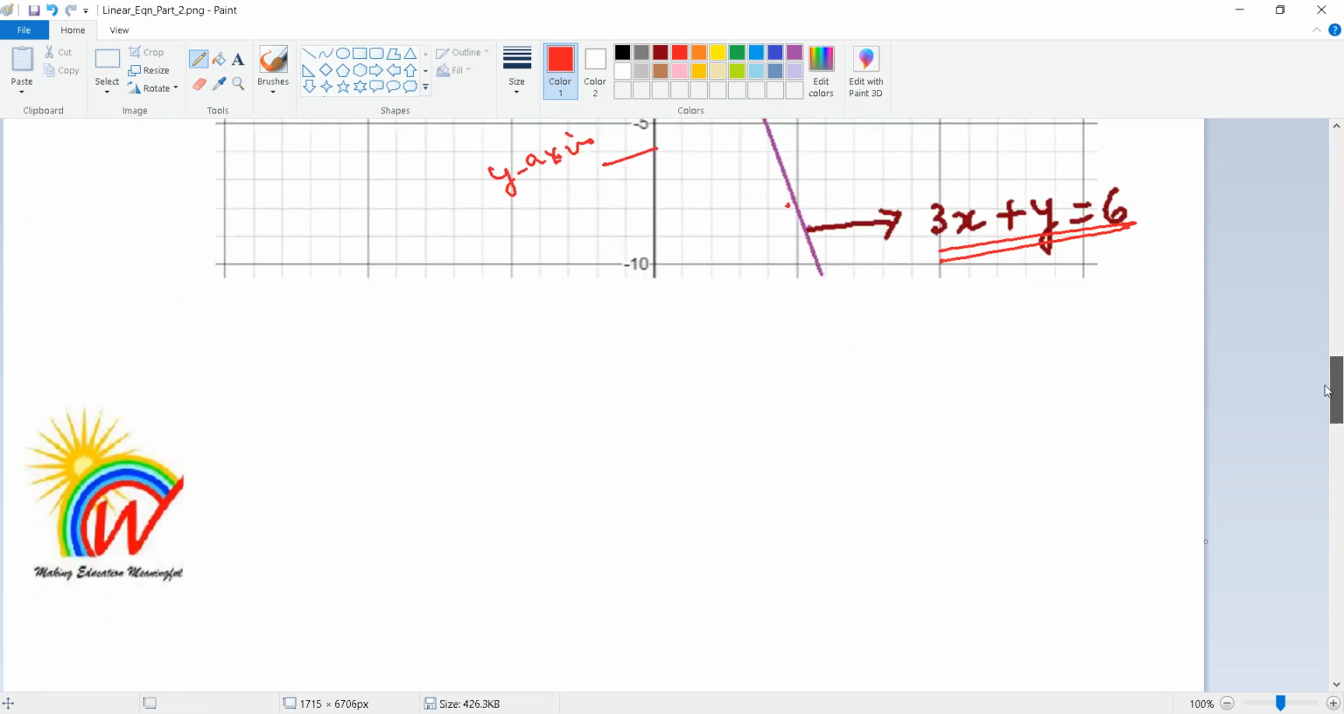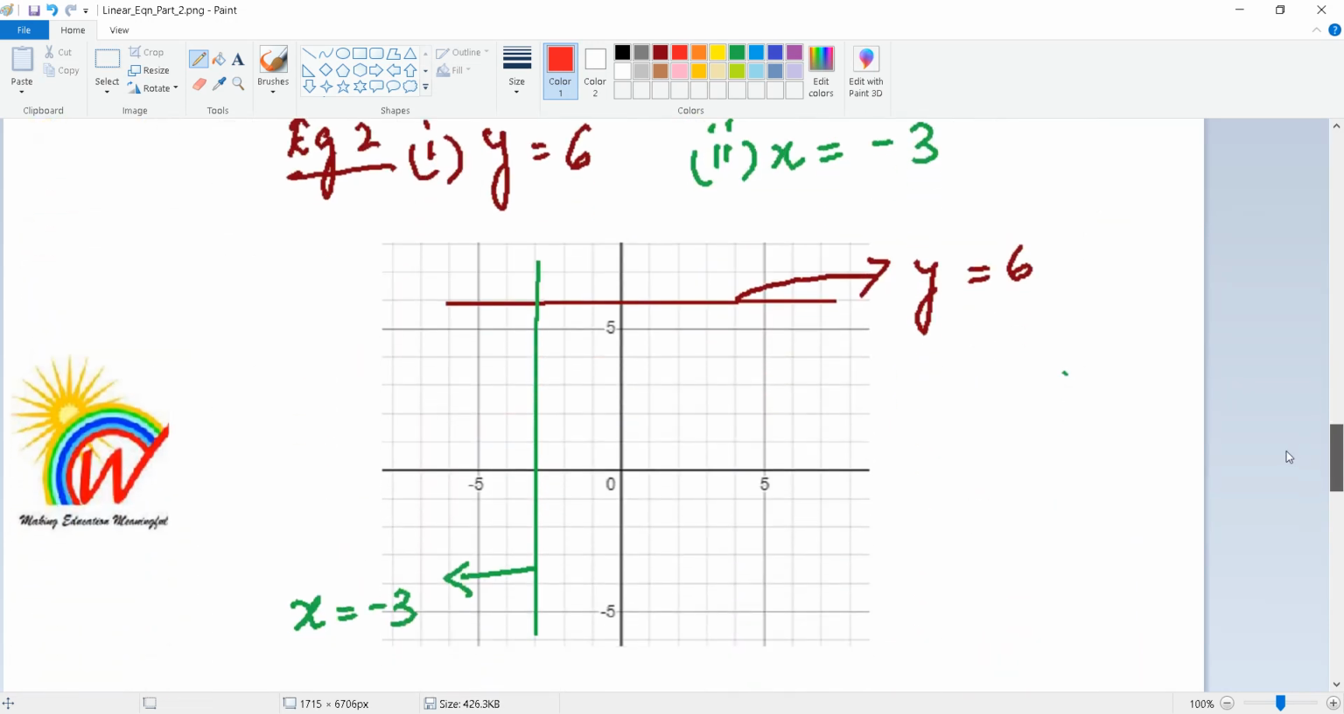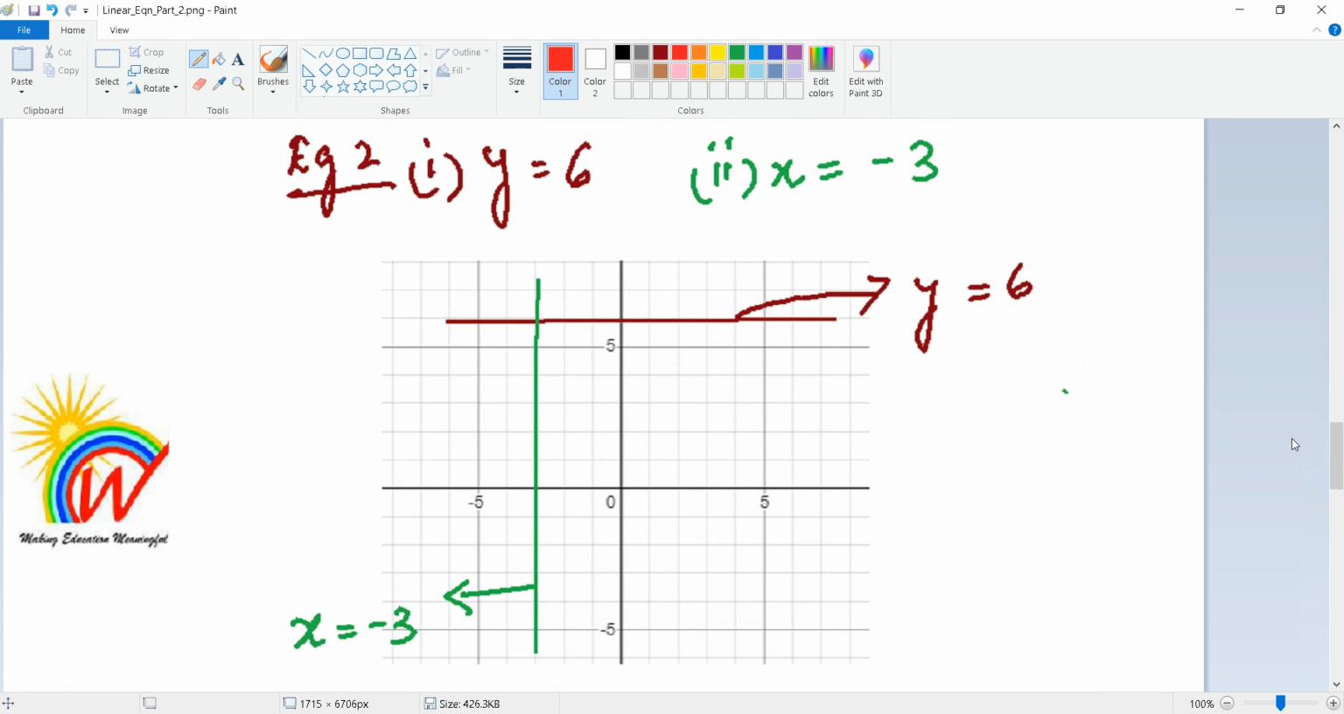Alright, now we'll come to the next small example. Let's say they ask you how to graph y equals 6 or x equals minus 3. Now you can see that y equals 6 has no x coordinate or any other number. So for y equals 6, you go to the y-axis. This is your y-axis, this is your x-axis, right? So you go to the y-axis and choose 6 on the y-axis.